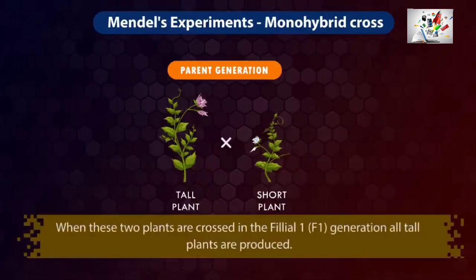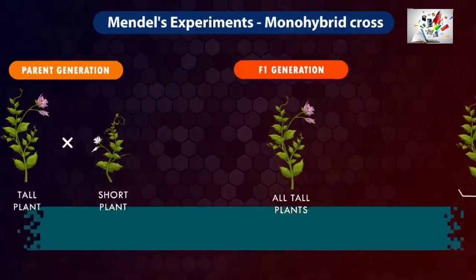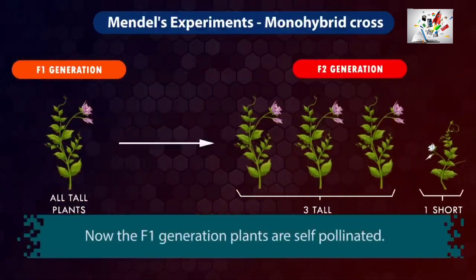When these 2 plants are crossed, in the F1 generation, all tall plants are produced. Here we can see all these plants got one allele tall and the second one short. Since the tall allele is the dominant one, the plants express the trait tallness. So in the F1 generation, all plants are tall. Now these F1 generation plants are self-pollinated.